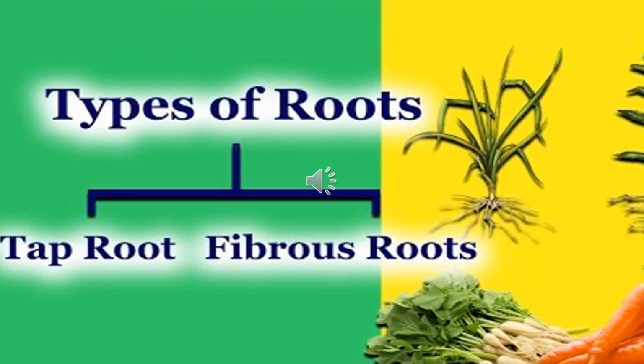Some roots such as those of carrot, radish, beetroot and turnip store food in them. We eat such roots. Types of roots are taproot and fibrous root.